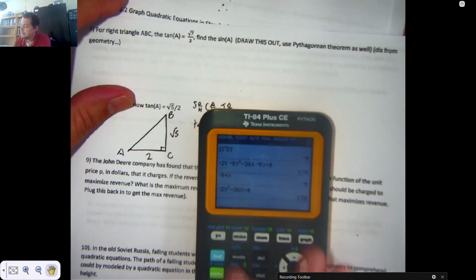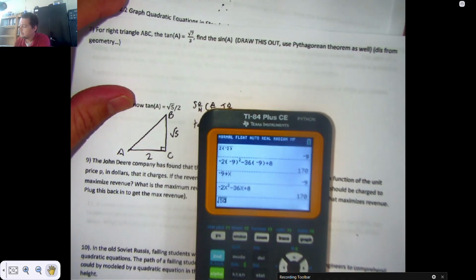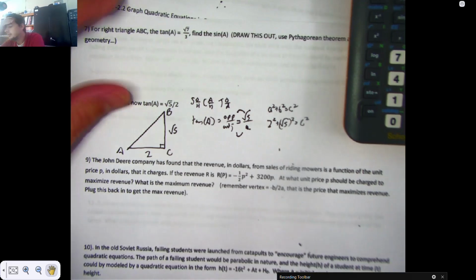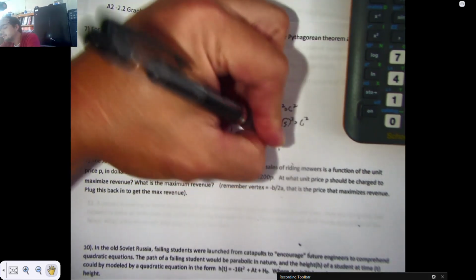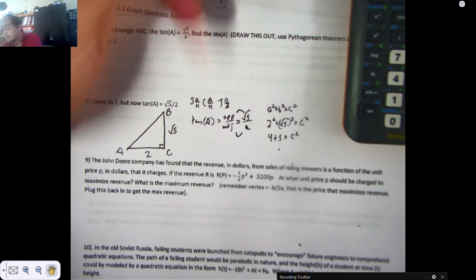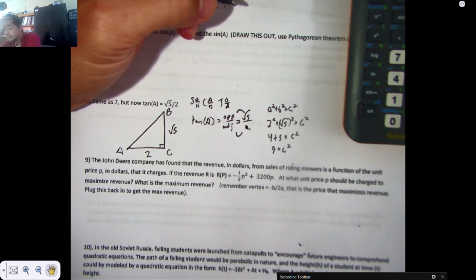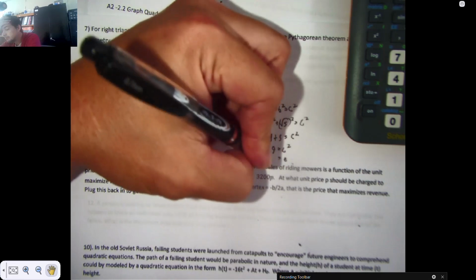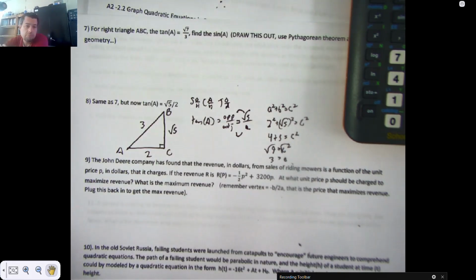You're going to have to do stuff like this. Oh, it's 5. Who would have thought? You guys are going to start paying attention in school. Anyways, 4 plus 5 is c squared. So that makes 9 is c squared. I would not have guessed this, but anyways, c is 3 because we take the square root of both sides. There you go. I should have guessed that.